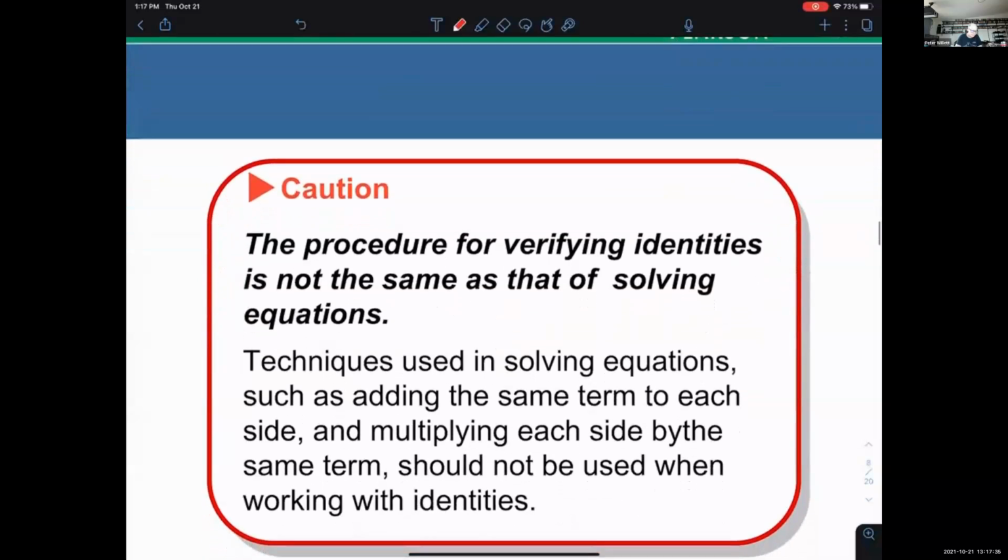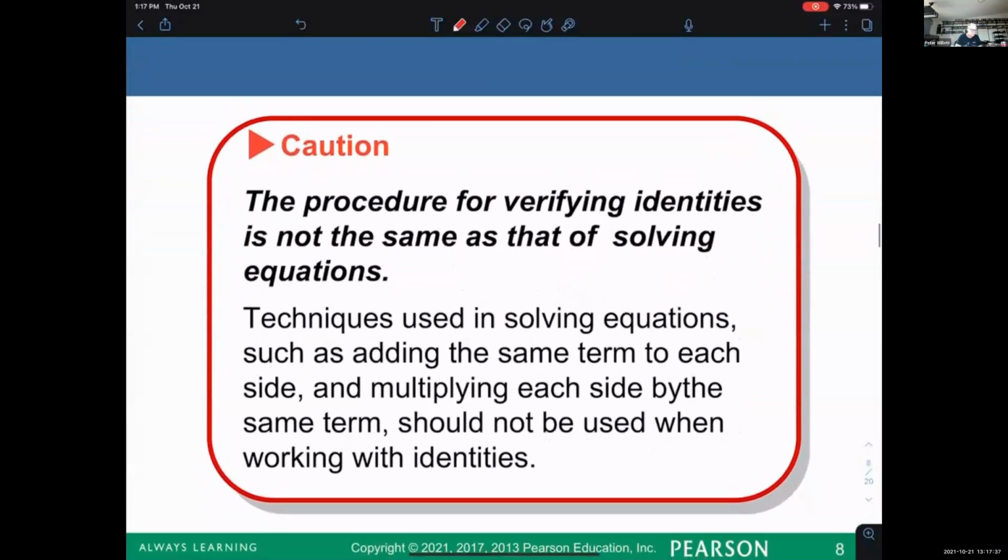A caution. The procedure for verifying identities is not the same as that of solving equations. Yeah, we are not solving for a letter here. We're not isolating x or isolating theta. You're basically trying to confirm that the two sides are the same. And that might mean converting one side with known algebraic properties or trigonometric identities until it actually is the same as the other side so that you know that they're equal.